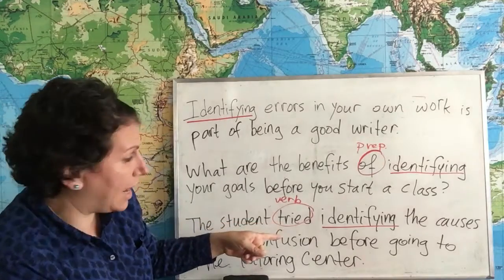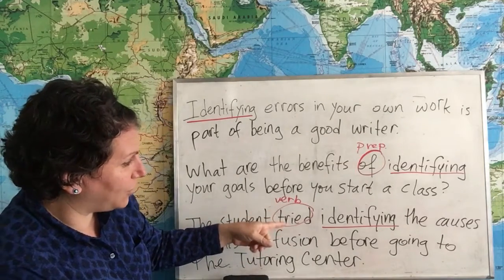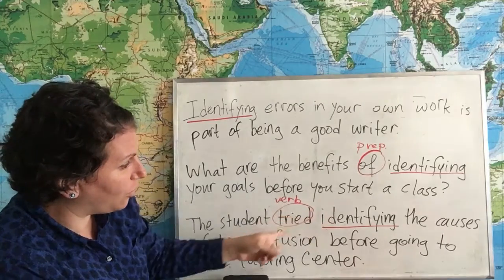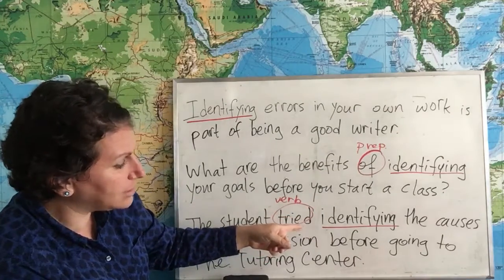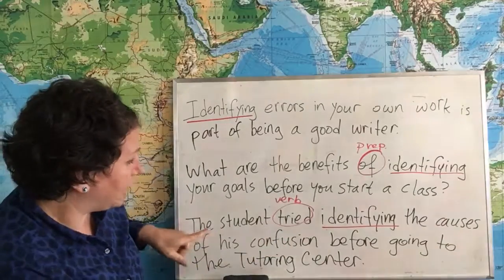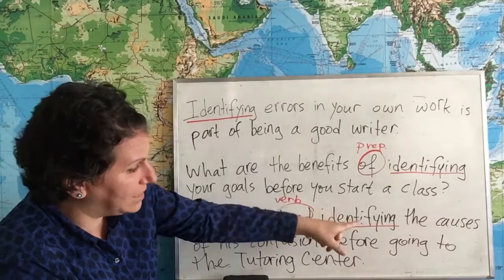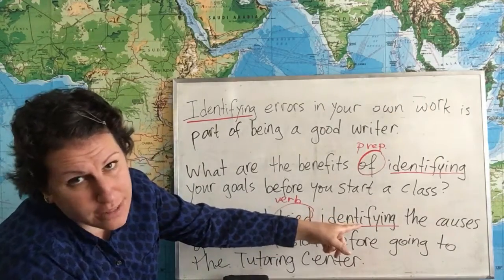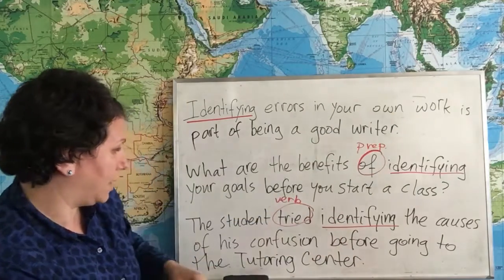One quick thing to point out is try is a verb that can be followed by a gerund or by an infinitive. So in this case, it would be fine to say the student tried to identify. You have a choice here, gerund or infinitive.